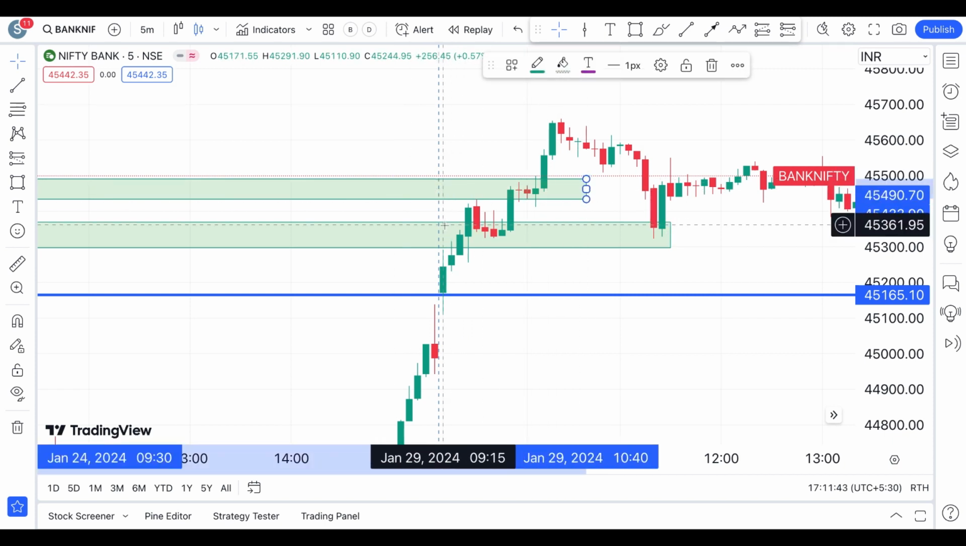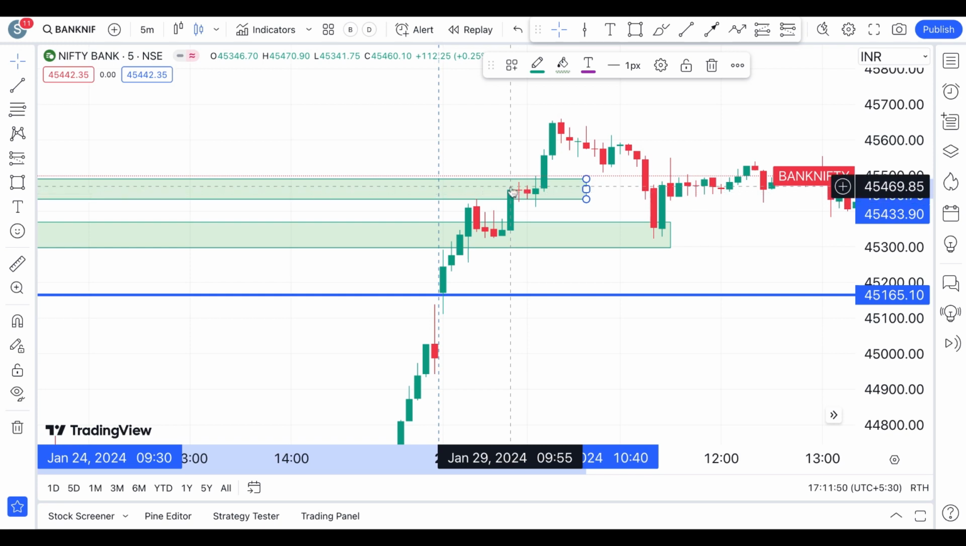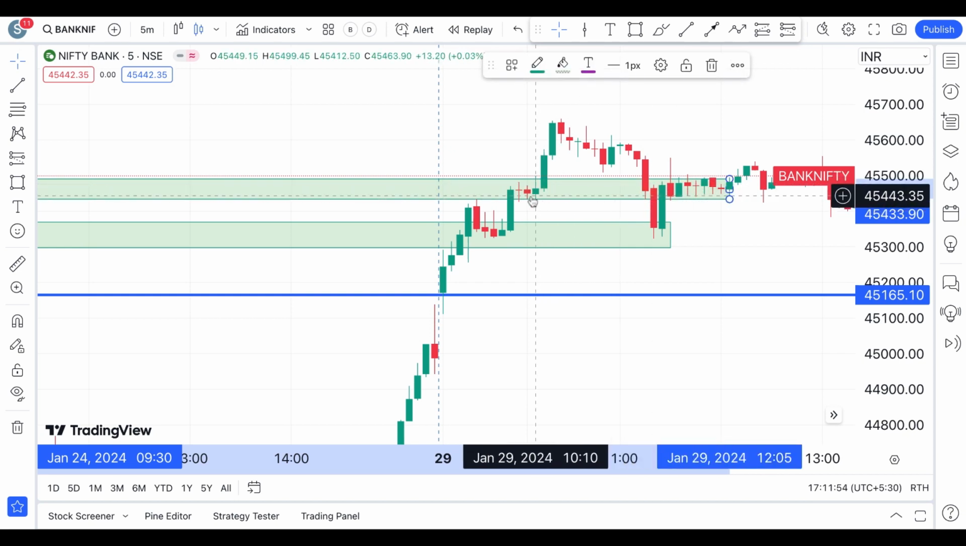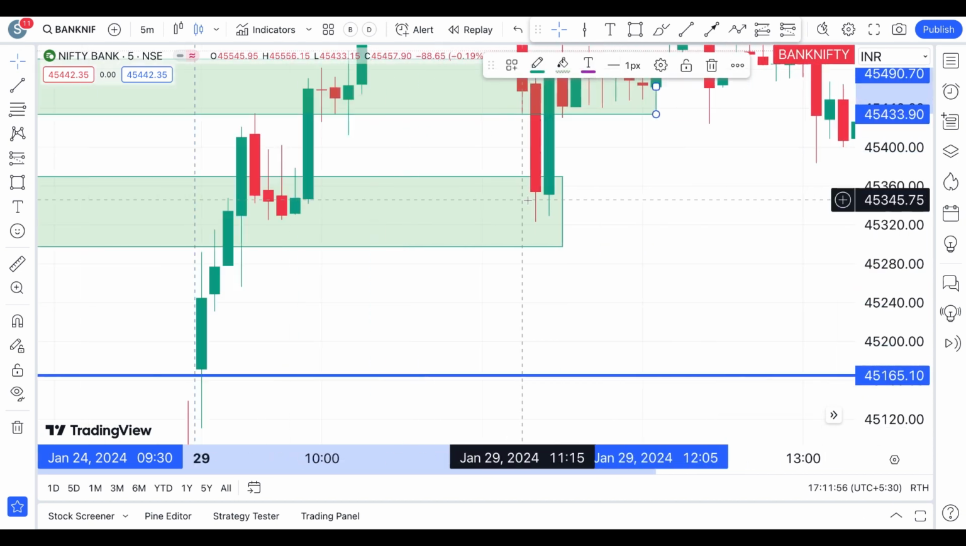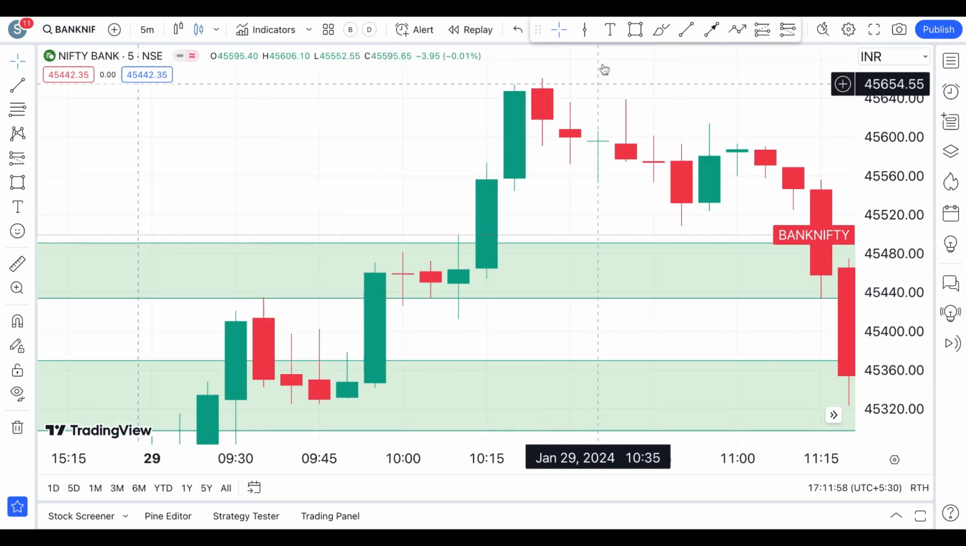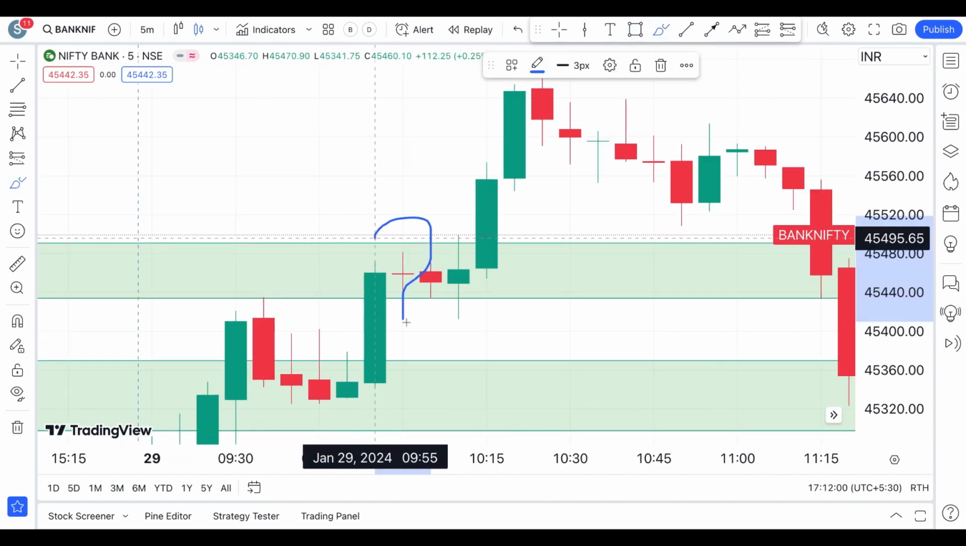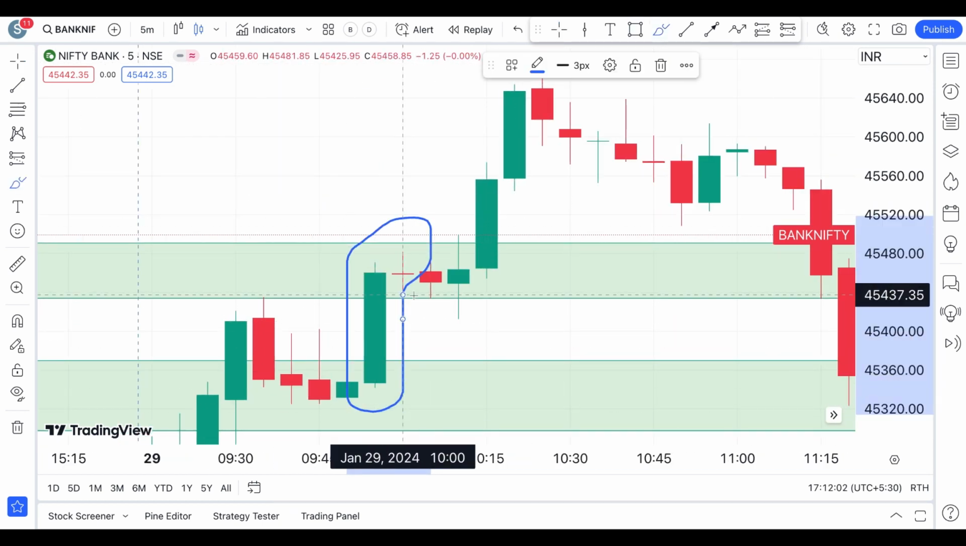So further after that, as you can see here, you have seen at 9:55 on Bank Nifty a candle breaking out, coming out of this. But as you can see, it has given us an inside candle formation. Let me zoom in a bit. Yeah, here. So this candle is an inside candle formation, both put together it's an inside candle formation.